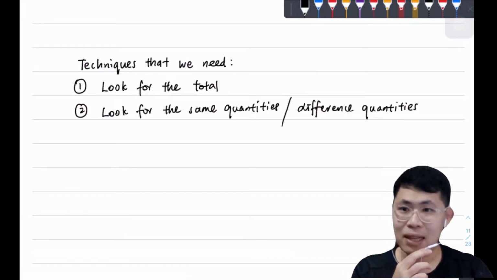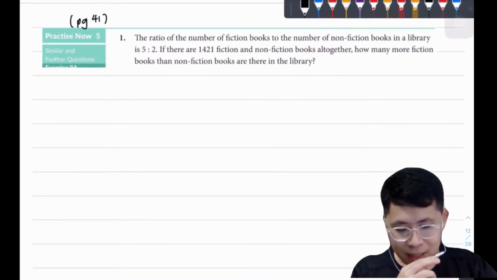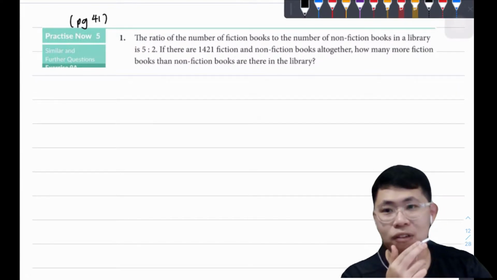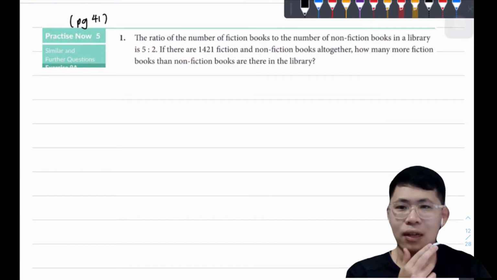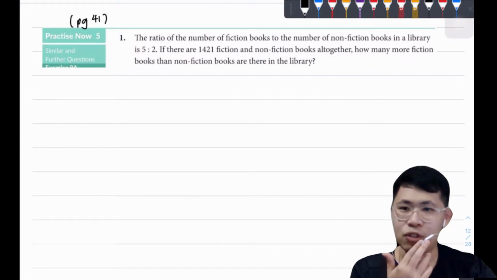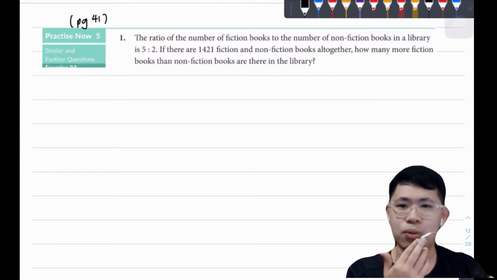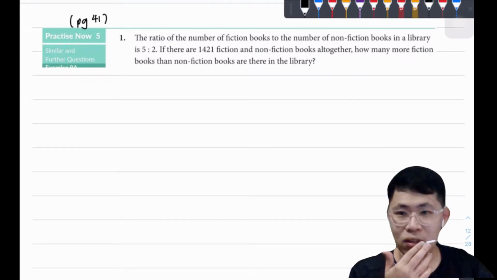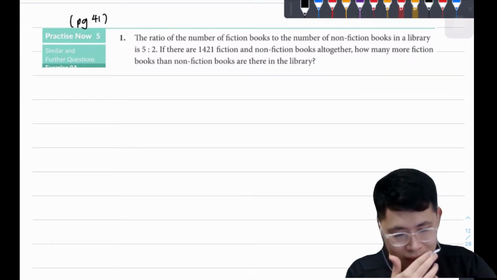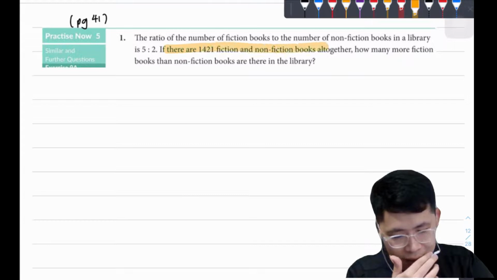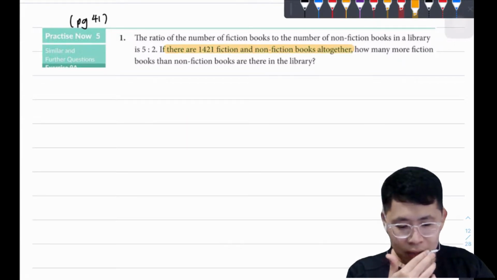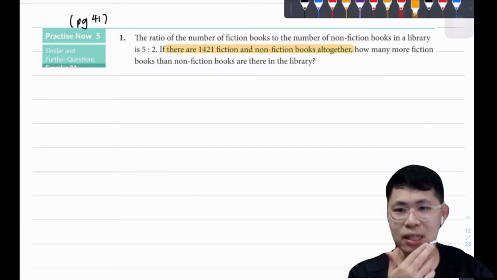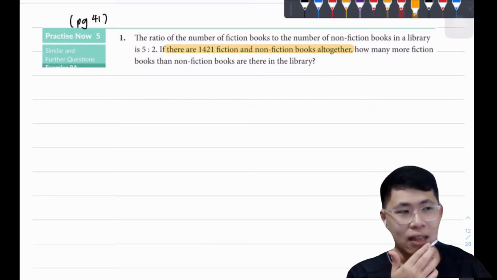With these two techniques in mind, let's take a look at some of the examples that we have over here. I think we have two questions. The first question is in Practice Now 5, page 41, and we have the ratio of the number of fiction books to the number of non-fiction books in the library is 5 to 2. If there are 1,421 fiction and non-fiction books altogether, this statement is a very crucial thing. How many more fiction books than non-fiction books are there in the library?